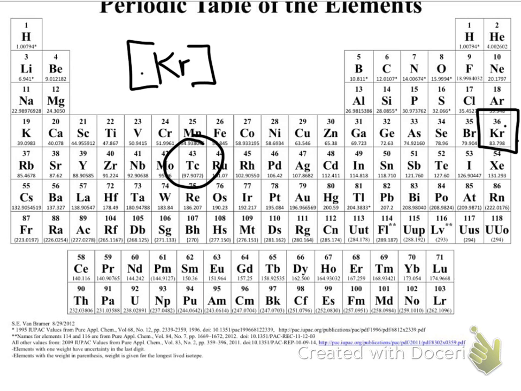Look at your little filling diagram. I can't do this off the top of my head. I don't see why you should be able to. 5s2. It's not squared. It's a superscript, not an exponent. So we would have 5s2, and that gets us 1, 2. And then we have 1, 2, 3, 4, 5 more electrons. What starts to fill after 5s? 4d. So I would have 4d5. That's a whole lot easier than writing everything.